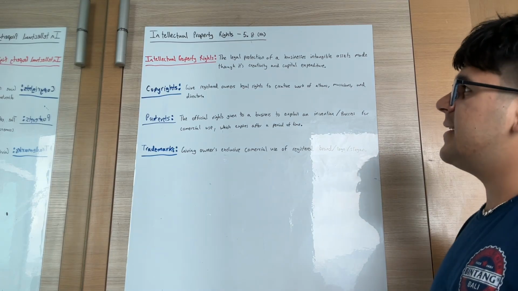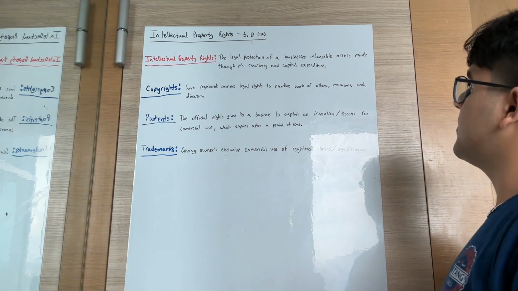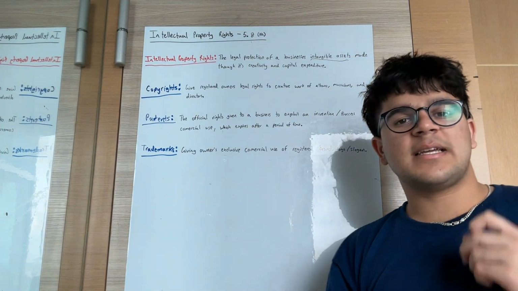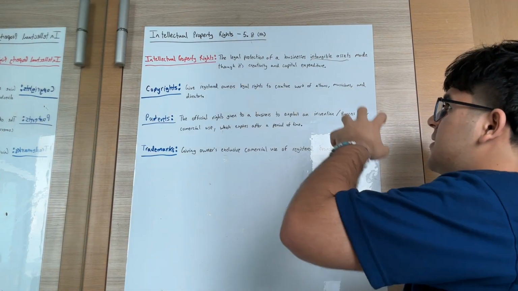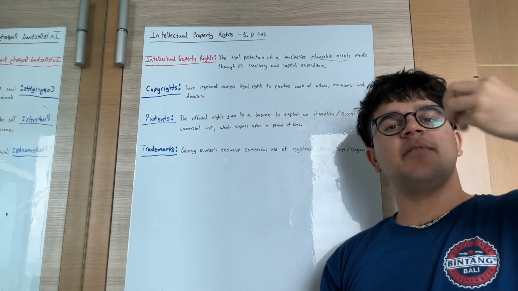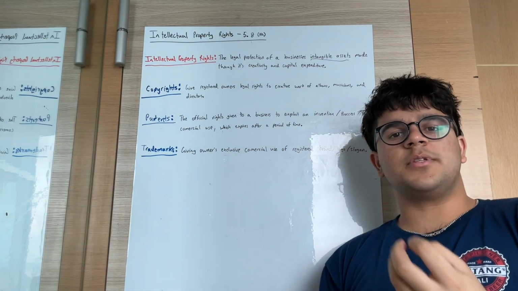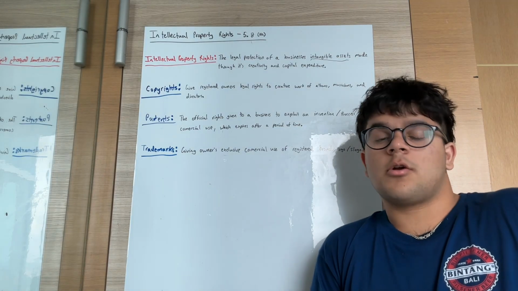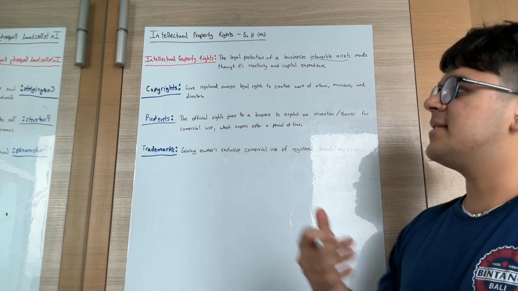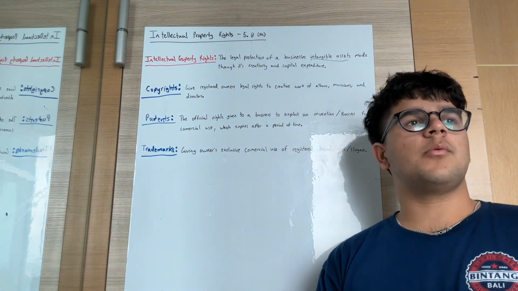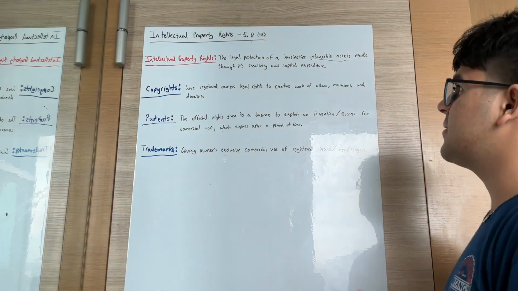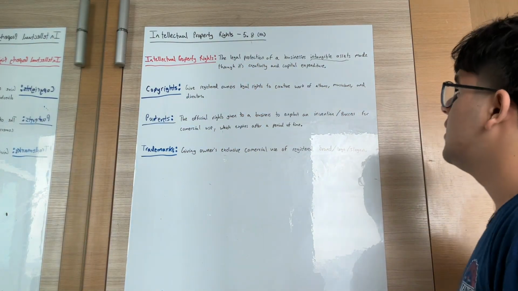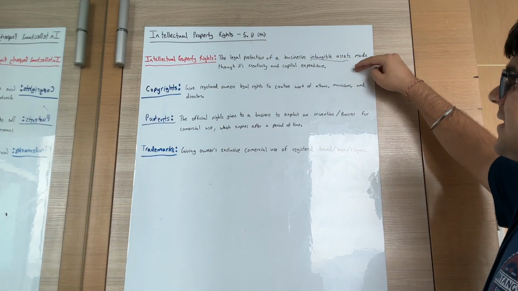Intellectual property rights is the legal protection of a business's intangible assets, made through its creativity and capital expenditure. It says protection because when you have intellectual property, unlike physical property, you have that legal right of protection where if someone steals it, they're committing a crime. As intellectual property has been created in our new world where intellectual property is very prominent, we've had to develop rights to actually safeguard our intellectual property. So these are what we call intangible assets.